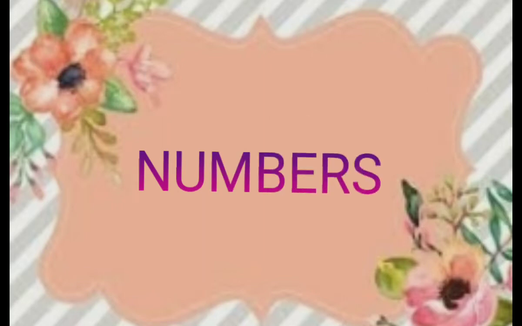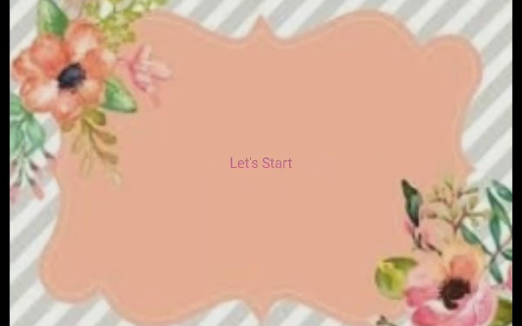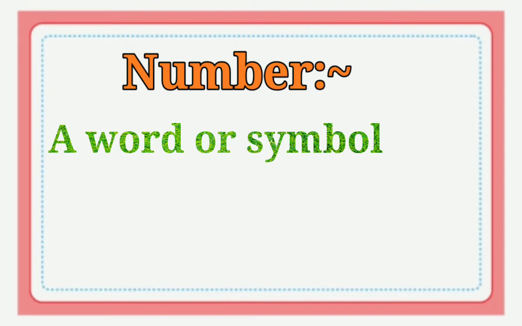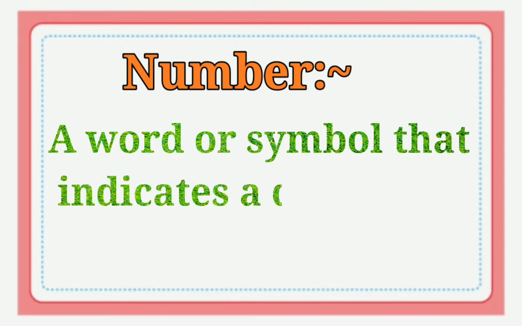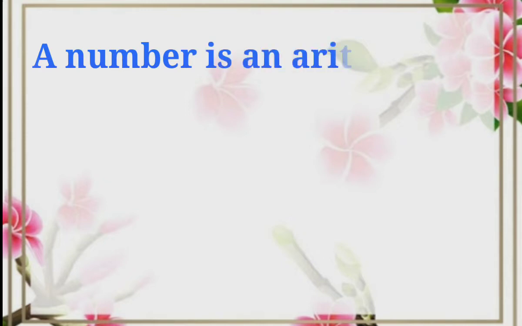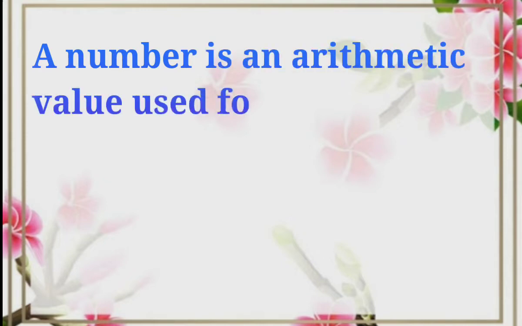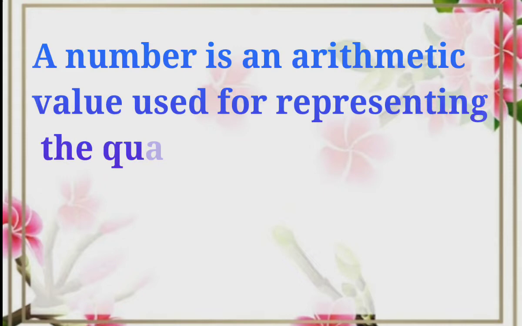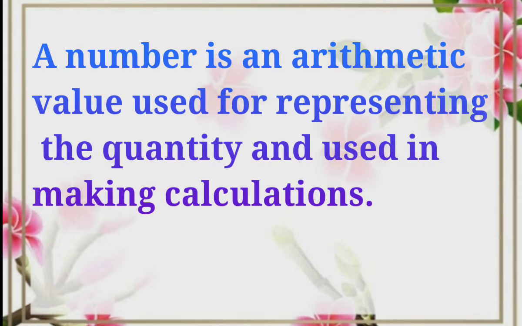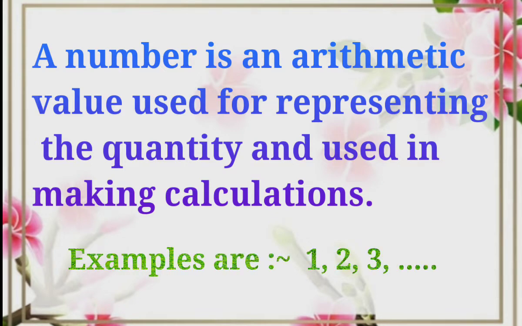In this video, we will learn about numbers. Let's start. First of all, we know about what is a number. A word or symbol that indicates a quantity, or a number, is an arithmetic value used for representing the quantity and used in making calculations. For example, 1, 2, 3 are numbers.